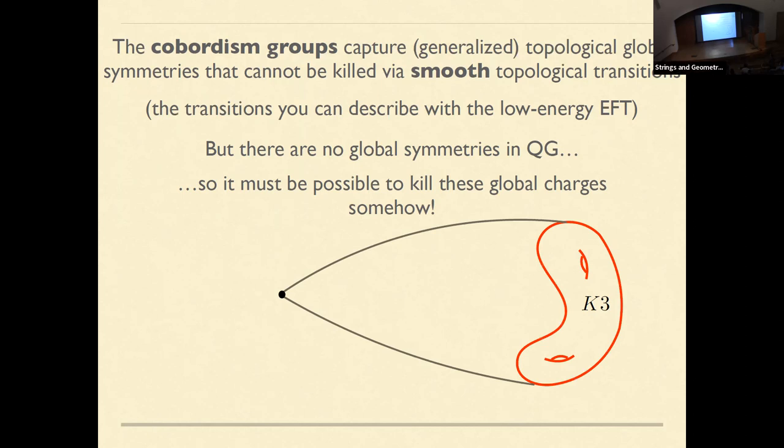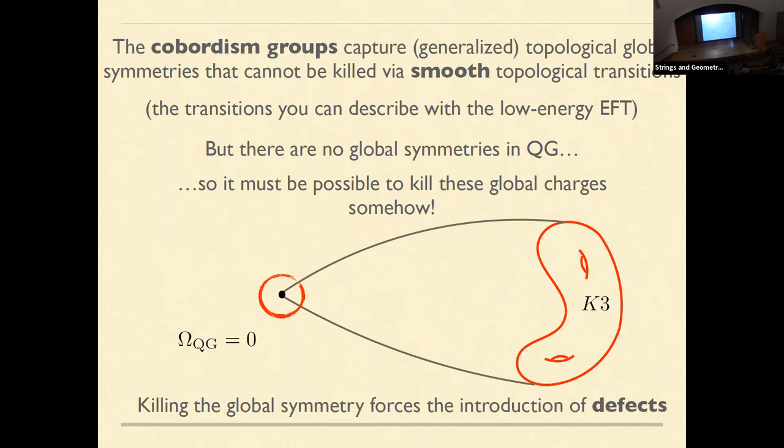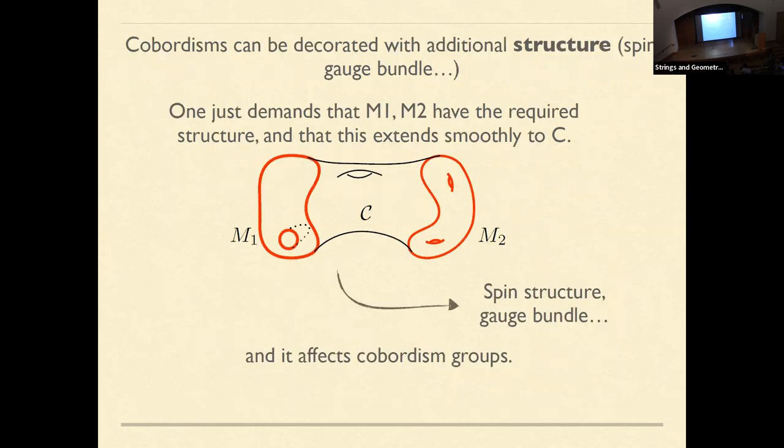Because mathematicians have proven, that's what the cobordism group means, that the K3 cannot be the boundary of any five-dimensional manifold. Whatever defect I want to claim makes sense in quantum gravity that has K3 as a boundary has to be something very singular. And if I have defects for all of these, I kill all global symmetries by saying that the cobordism group of quantum gravity is trivial. That's the content of the cobordism conjecture of McNamara, Vafa, and collaborators. And from our point of view here, and also from Jake's point of view yesterday, the interesting thing is that killing the global symmetry forces the introduction of defects, and these defects can be interesting objects in your theory.